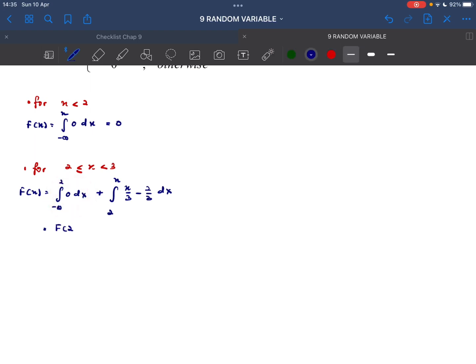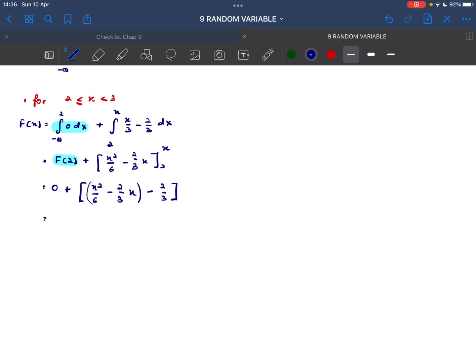So we have F(2) plus the integral of this. Integrating x over 3, we have x squared over 6 minus 2 over 3x, from 2 to x. So here we'll have 0 plus, substituting x, x squared over 6 minus 2 over 3x. Minus, substituting 2, we have 4 over 6 minus 4 over 3, which gives 2 over 3. The final function is x squared over 6 minus 2 over 3x minus 2 over 3, which is the same as F(3). So that is going to be your F(3) actually.